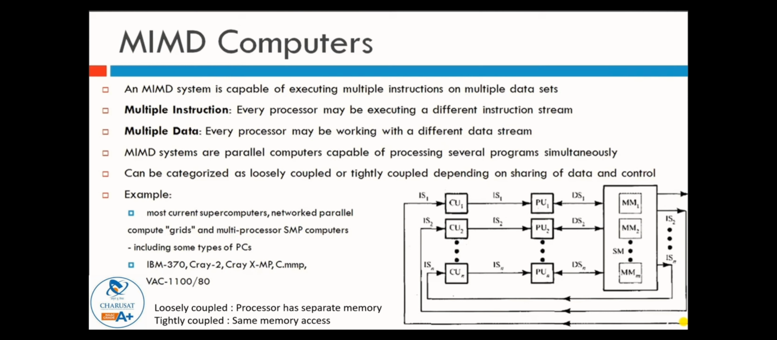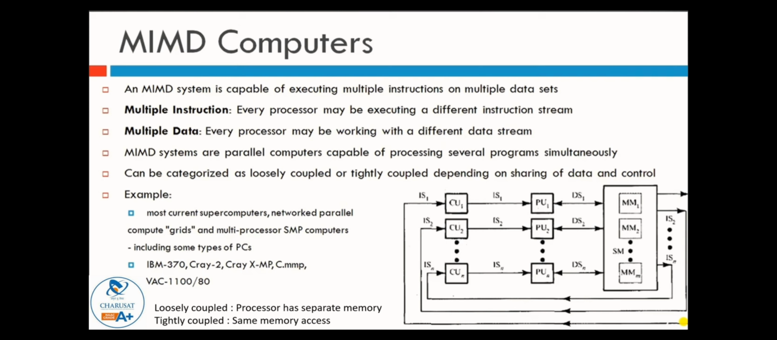So what is meant by loosely coupled? Each processor has separate memory, and tightly coupled means processors have the same memory access. Examples of MIMD computers are most current supercomputers, networked parallel computer grids, and multiprocessor SMP computers, including some types of PCs, IBM 370, Cray 2, Cray XMP, C.mmp, and VAX 11/780. So that is the type of MIMD computers.